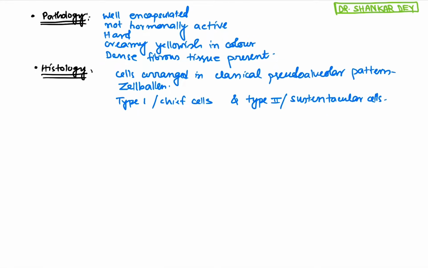Now, we will discuss the clinical features of carotid body tumor. It is usually unilateral; in most cases it is unilateral, and in 5% of cases it is bilateral. It is common in middle age group people, and more common in females than males.